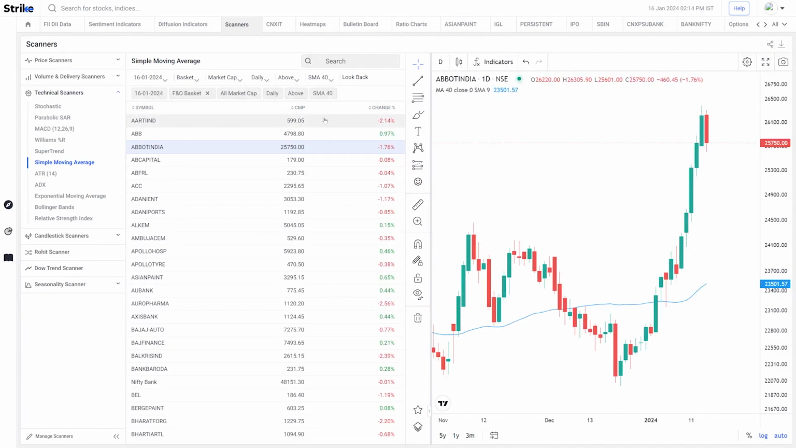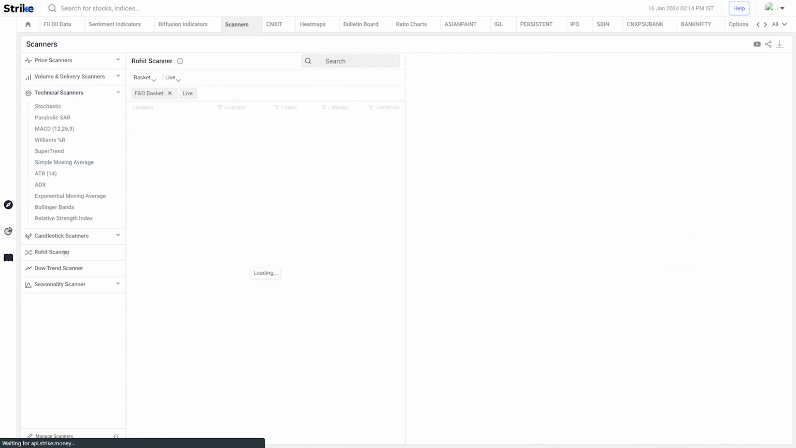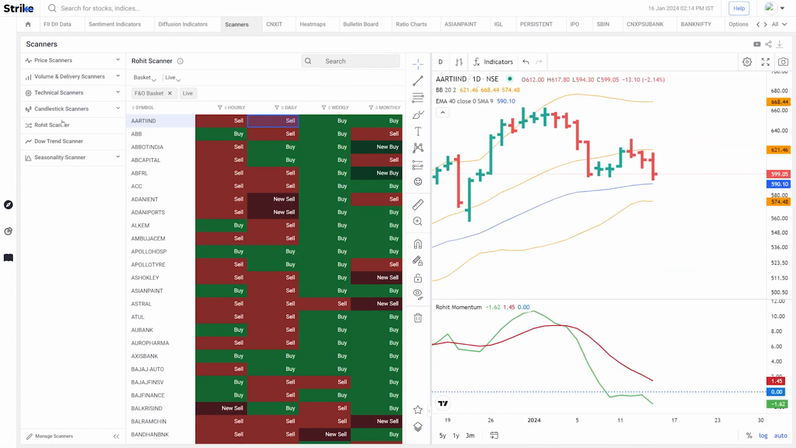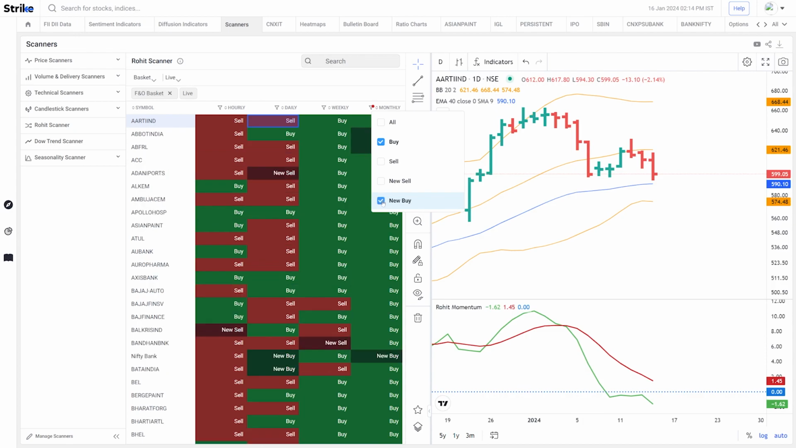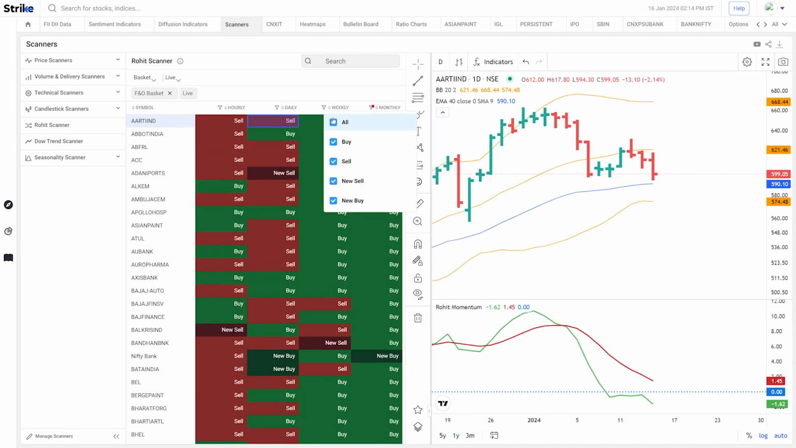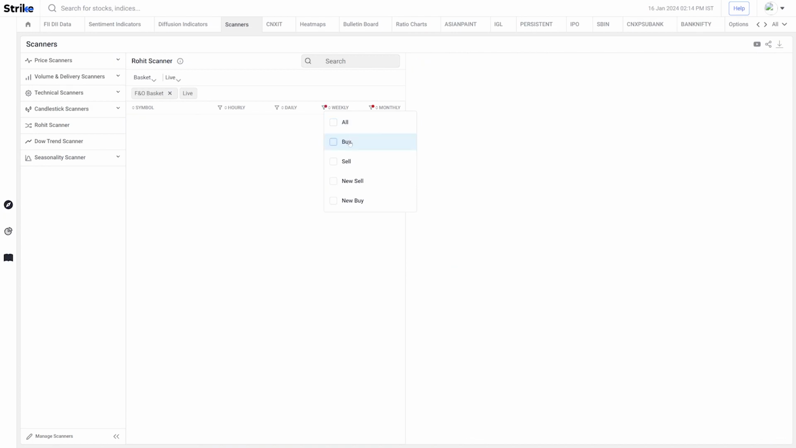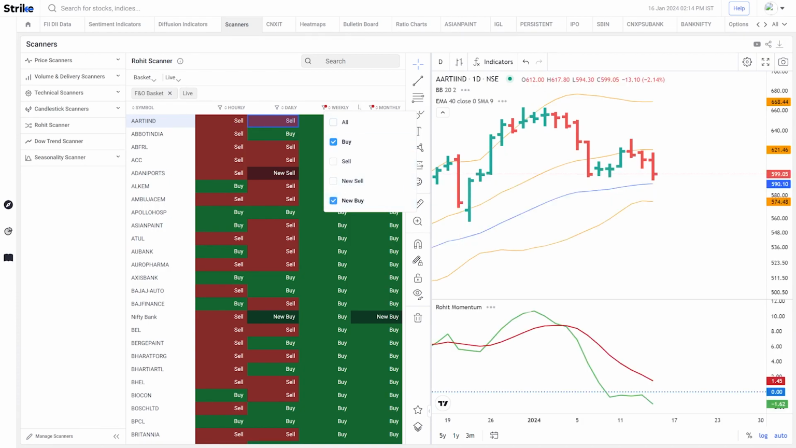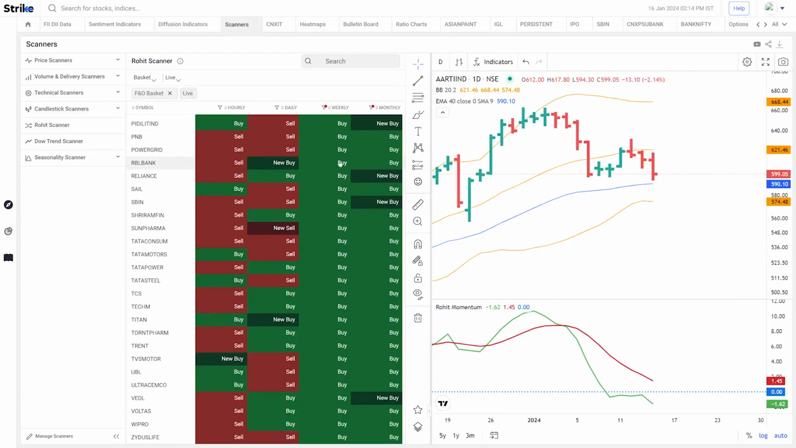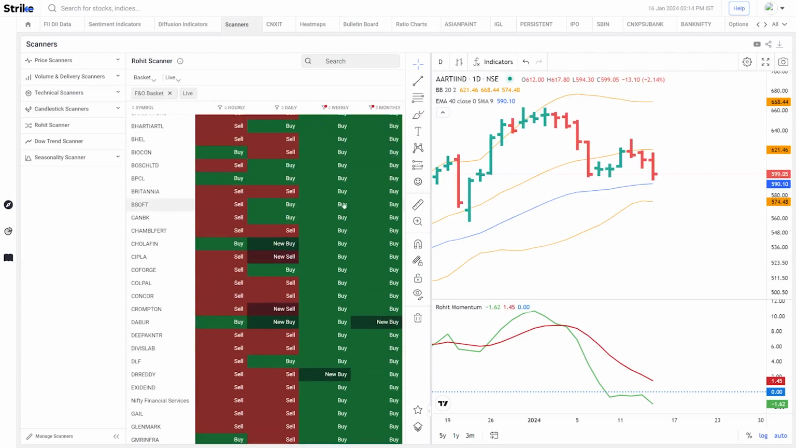Now let me do it for a separate tool like Rohit Scanner, which is our proprietary tool, and by now all of you must have used it already. Let's say we are interested only in the stocks which are either in bullish mode on the monthly time frame or are giving a fresh bullish signal. At the same time I also want to stick with only bullish weekly stocks as well as fresh bullish signals on the weekly time frame. Now this is the list that is already bullish or is giving a fresh signal on weekly and monthly chart.